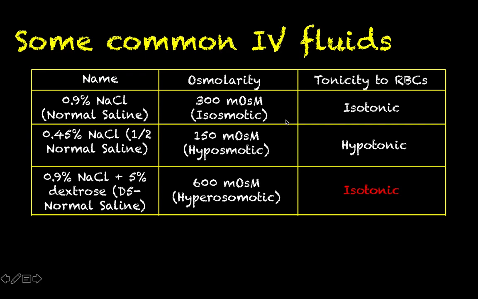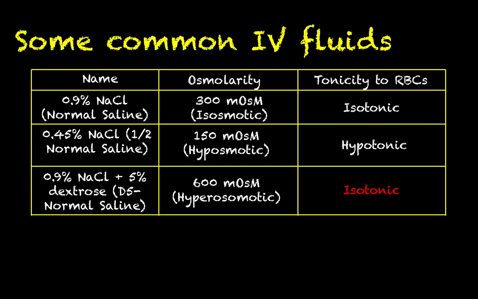Next, we have half normal saline, which has half the usual concentration of sodium chloride, and therefore only an osmolarity of 150 milliosmolar, making it hypoosmotic and hypotonic to red blood cells. This may have you wondering, well, why in the world would we want to give a patient this? Because this is going to reduce the osmolarity of their blood plasma and possibly cause problems for them. Well, you're correct. We probably wouldn't want to give this type of fluid to a patient that has a normal osmolarity of their blood plasma.